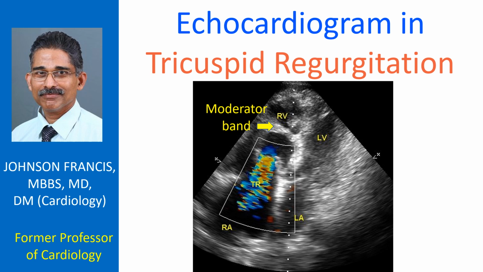Color Doppler echocardiogram in a slightly tilted apical four-chamber view showing a tricuspid regurgitation jet. The right ventricle is seen dilated and hypertrophied, with a prominent moderator band just below the RV label. The right atrium is also dilated, both due to severe pulmonary hypertension.